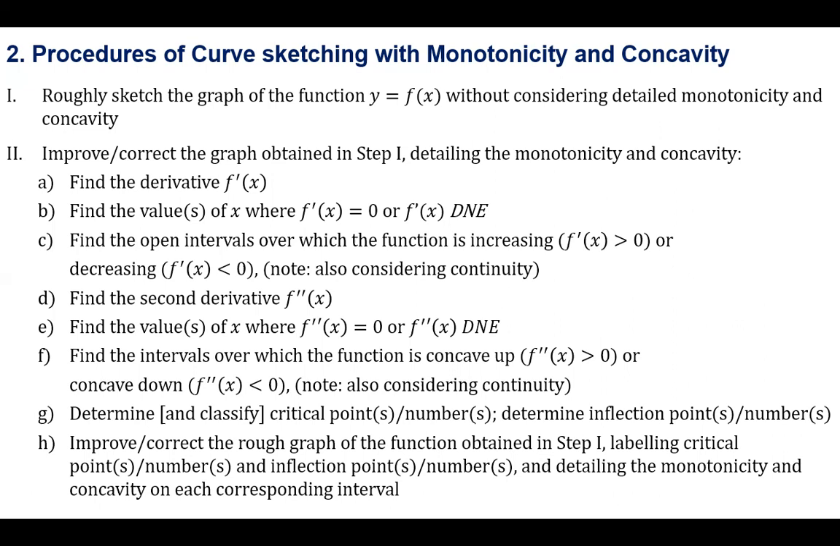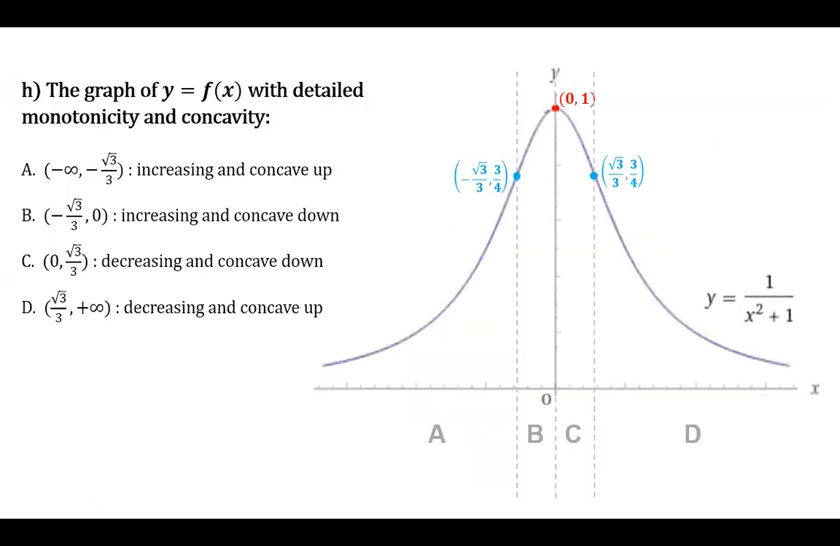Next, determine and classify critical points or numbers. Determine inflection points or numbers. Last, we can improve or correct the rough graph of the function obtained in step one, then label critical points, numbers, and inflection points or numbers, and detail the monotonicity and concavity on each corresponding interval. Just like this, right? This is our final product.